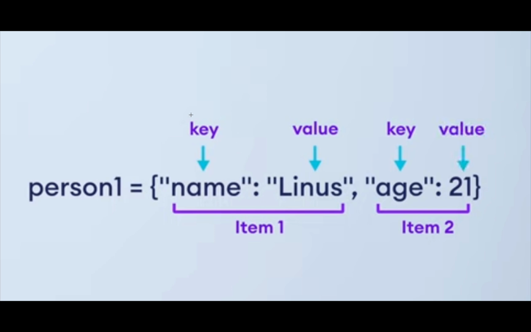The things you need to remember when creating a dictionary: first, the key of a dictionary, like name and age, can be any immutable object like a number, string, or a tuple. However, these keys cannot be objects that can be modified, like lists. Second, the key must be unique.